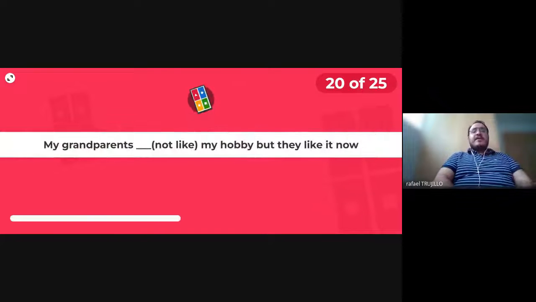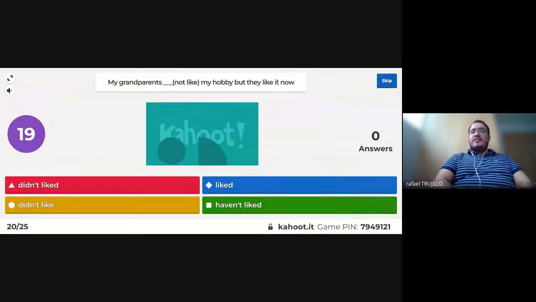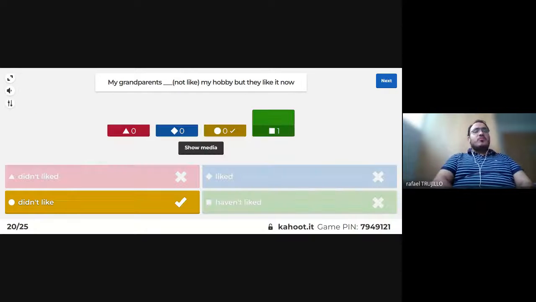Now we have: my grandparents not like my hobby, but they like it now. It has a relation to the present, so we need the present perfect. My grandparents haven't liked my hobby, but they like it now. Let's see if it works.